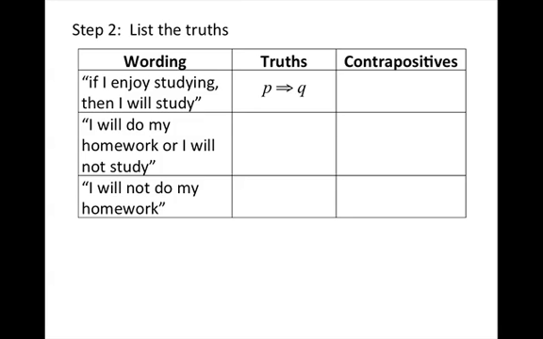Since this is an implication, I want to list the contrapositive. For the contrapositive, I switch the order and have Q implies P, and then take the negation of each side. So not Q implies not P.